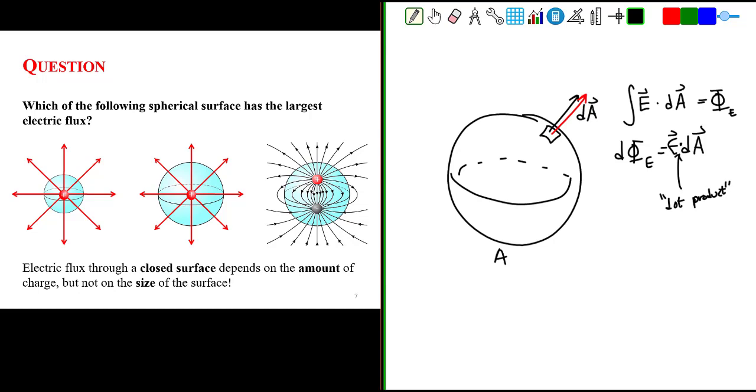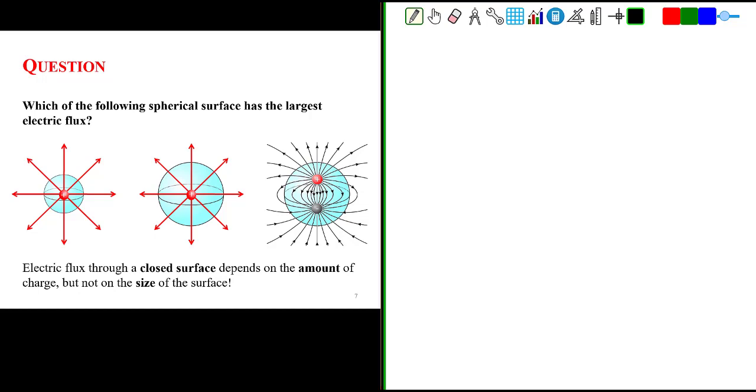I see that we have 3 spheres. The 2 spheres on the left have different radii and they're centered on a positive charge. The sphere on the right encloses equal amounts of positive and negative charges. From the diagram, I could say that the sphere on the right has 0 electric flux. So I'll call that the R sphere. The flux for that sphere on the right is 0.